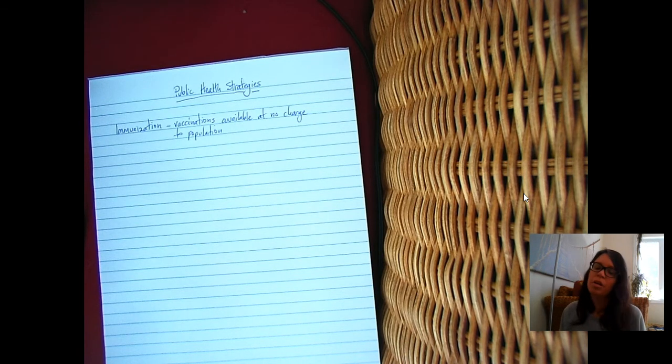HPV is one you might have heard of. It's, once again, optional. It starts to be offered usually to girls, probably grade 7, grade 8. I'm not sure exactly, before high school. And that is for human papillomavirus.